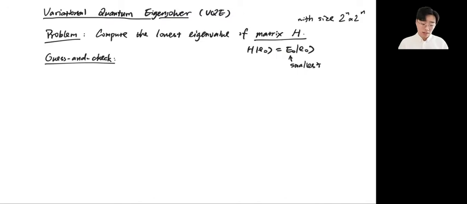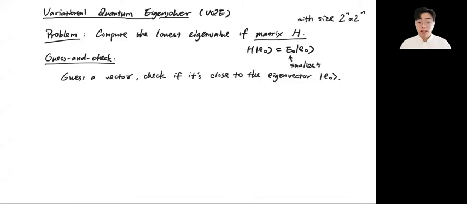But it turns out that this guess and check strategy works very well for this particular problem. Okay, now here's the proposal. First, we guess a vector, and then we check if it's close to the eigenvector E sub 0 associated with the lowest eigenvalue. Okay, now how do we use a classical computer to guess?